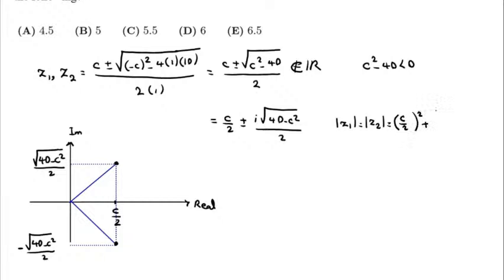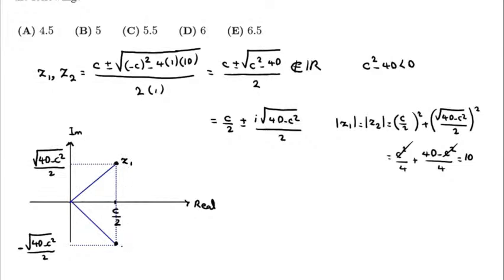C over 2 squared plus this over 2 squared. It will be c squared over 4 plus 40 minus c squared over 4. This will be cancelled with this because the denominators are 4. 40 over 4 is 10. So the length here is 10.